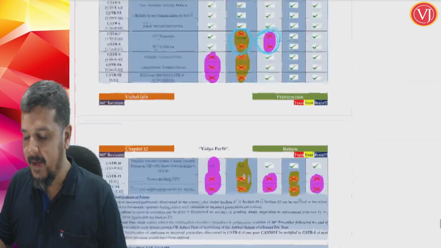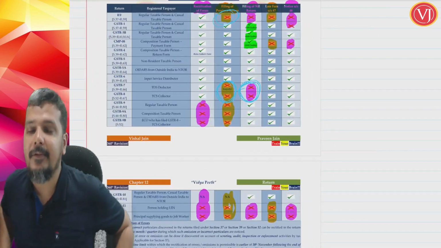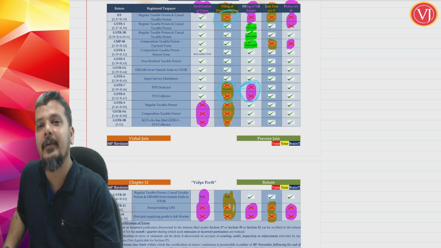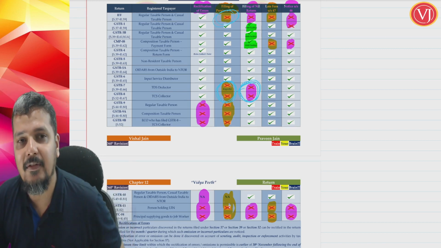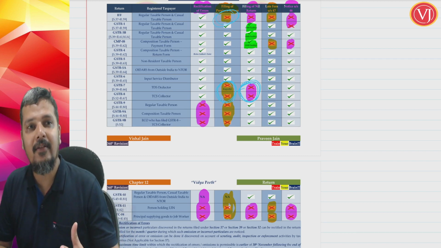Now, why is this master summary chart 2 given? If I were to tell this concept for each of the returns in different places, 5 concepts, each of the returns each time, you will not even remember which concept for which return.